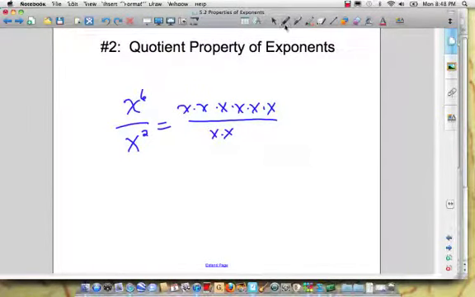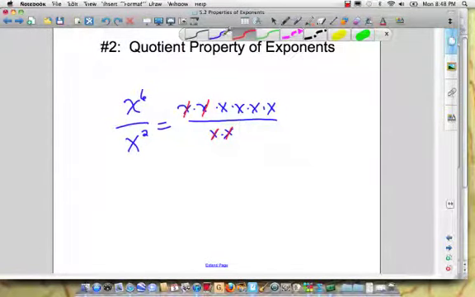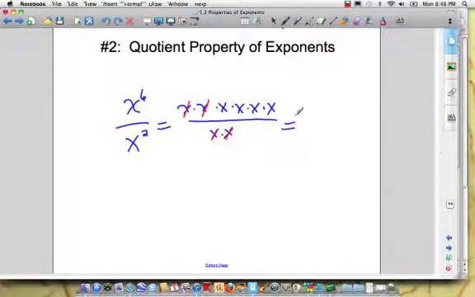And then, hopefully you know that when you have the same factor on the top and the bottom, you can cancel it out. So I cancel out 2 of the x's from the top, 2 from the bottom. And what's left is 4 x's. So this suggests the following, that you can just subtract the exponents in this case and get x to the 4th.